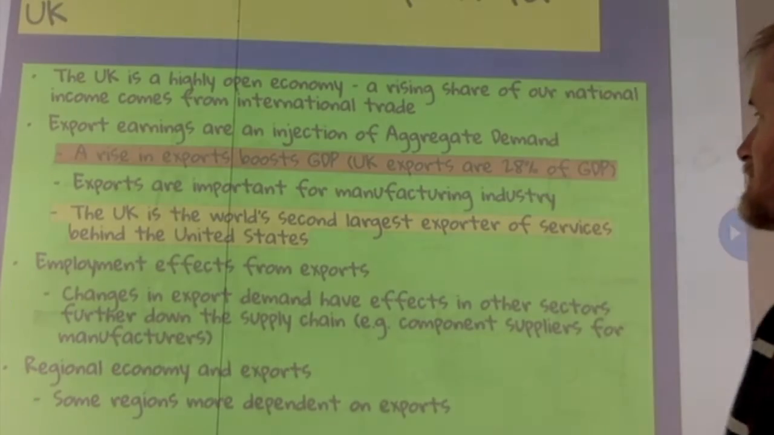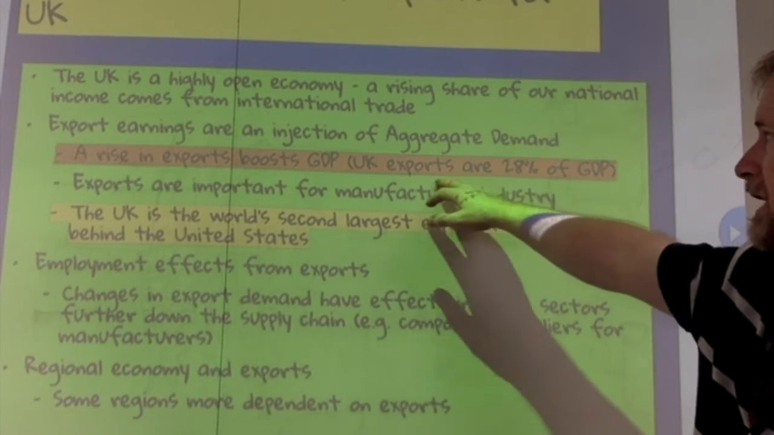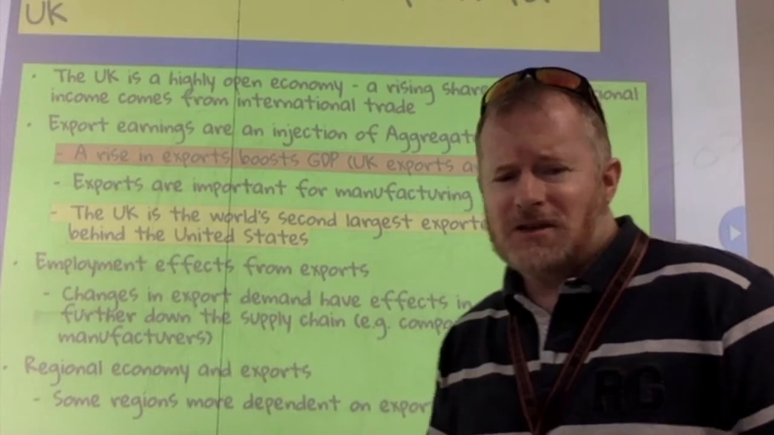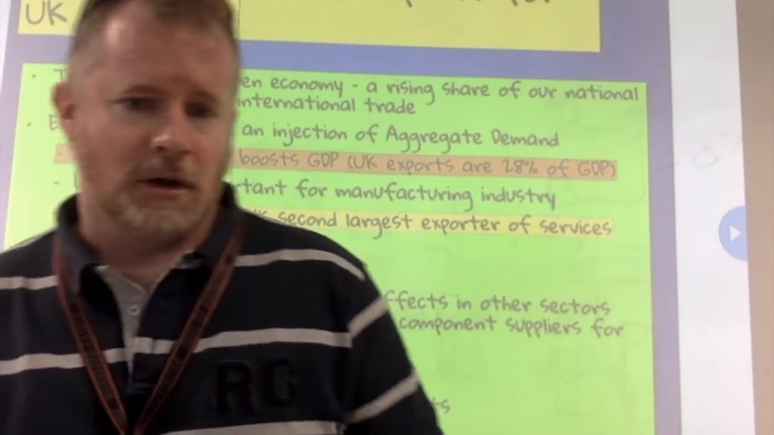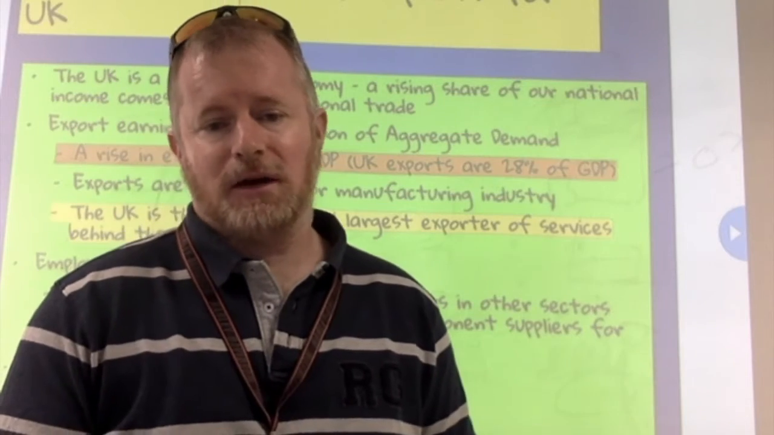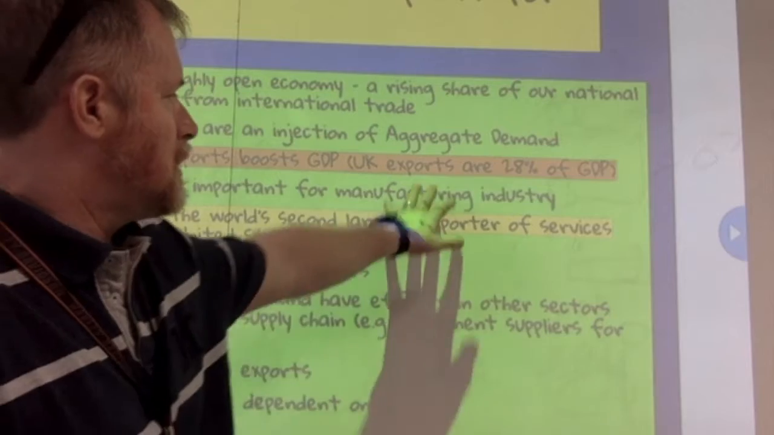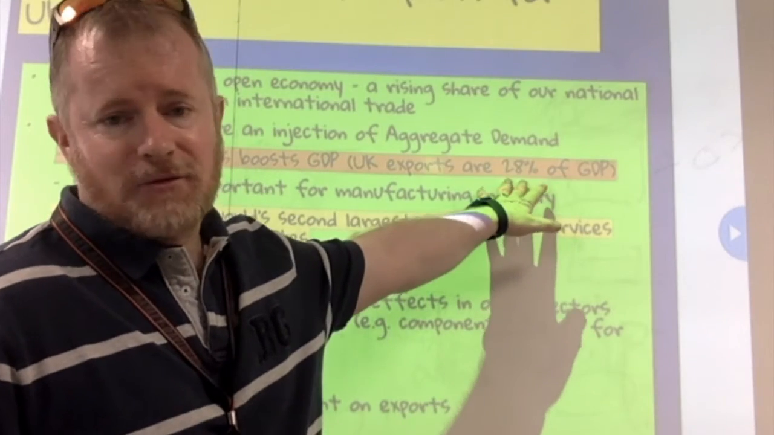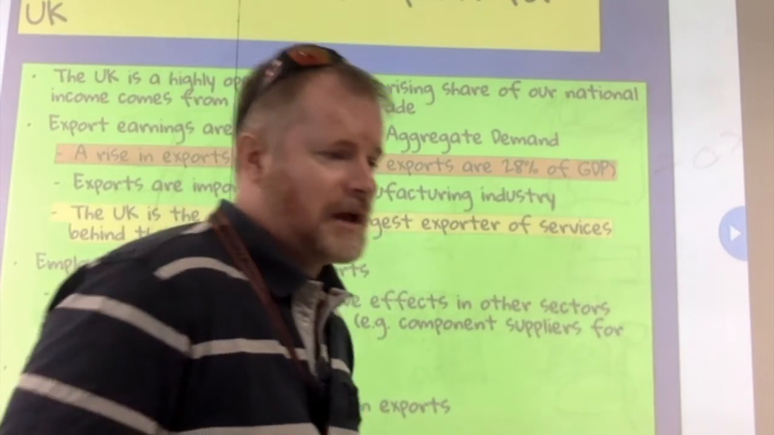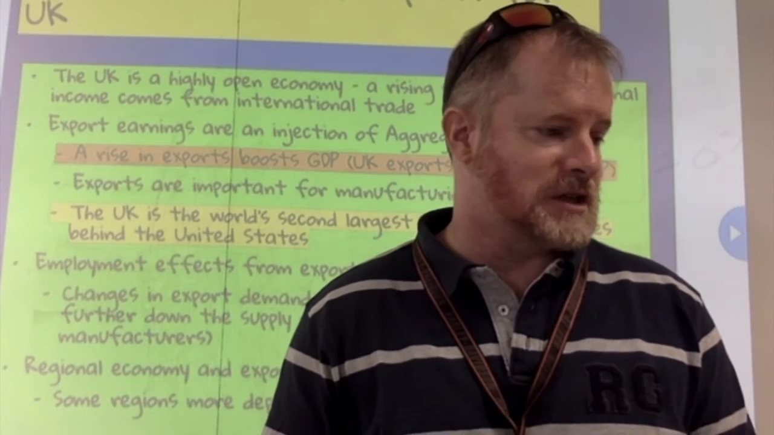So if we have a look here, this is the UK. Exports boost the UK GDP. UK exports are 28% of GDP. So not quite a third, which is a significant amount of money being earned just from exports. So when you see that, it's a little bit under $1 in every $3 in that economy. That's pretty impressive. At that time, it may have changed obviously over time.